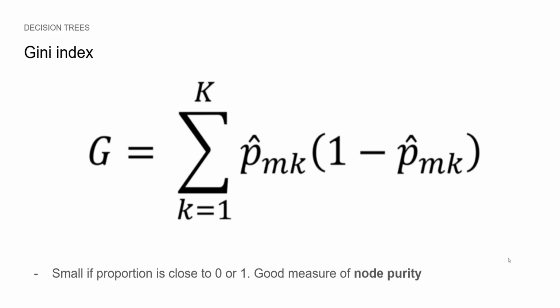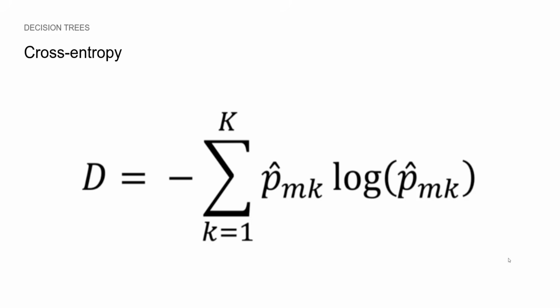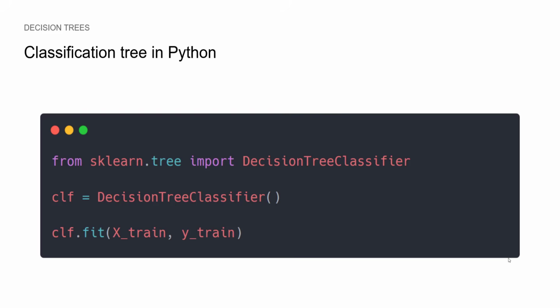So instead we use the Gini index, which is a measure of total variance across all classes. The Gini index will be close to 0 if the proportion is close to 0 or 1, which makes it a good measure of node purity. A similar rationale is applied to cross entropy, which can also be used for tree growing. Now in practice, we can simply import the decision tree classifier model, initialize it, and fit it on our data X and Y.